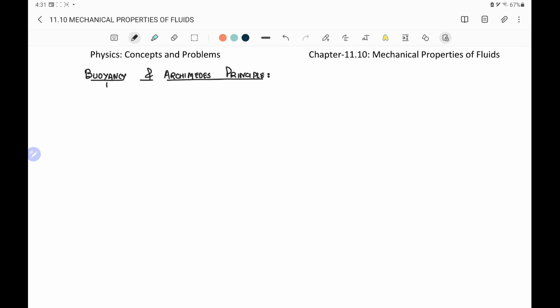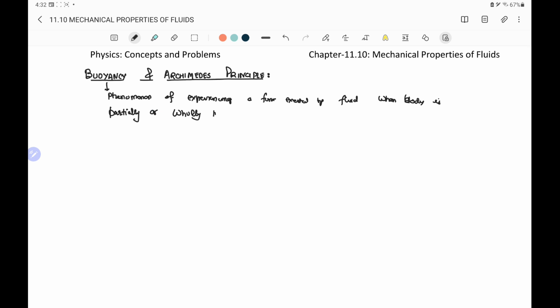So we can write, buoyancy is the phenomenon of experiencing a force exerted by the fluid when the body is partially or wholly immersed in the fluid, and the force experienced by the body is called the buoyant force.